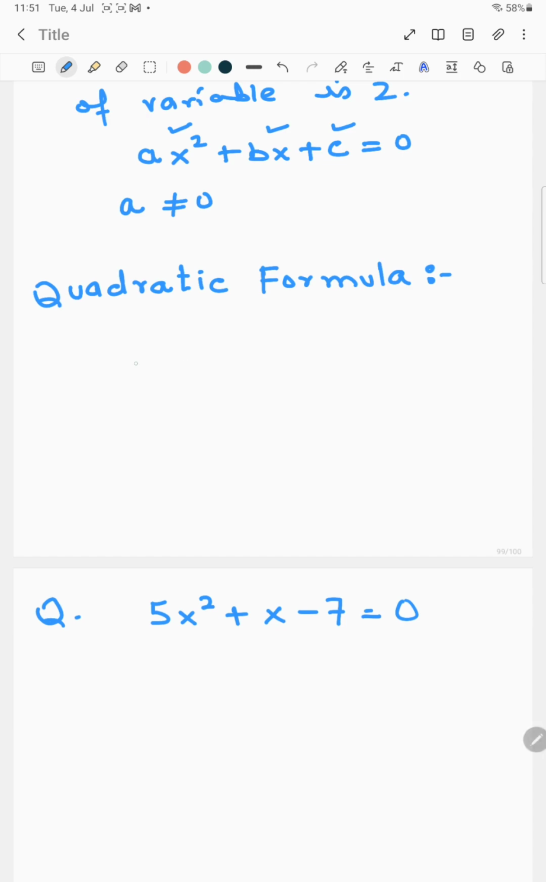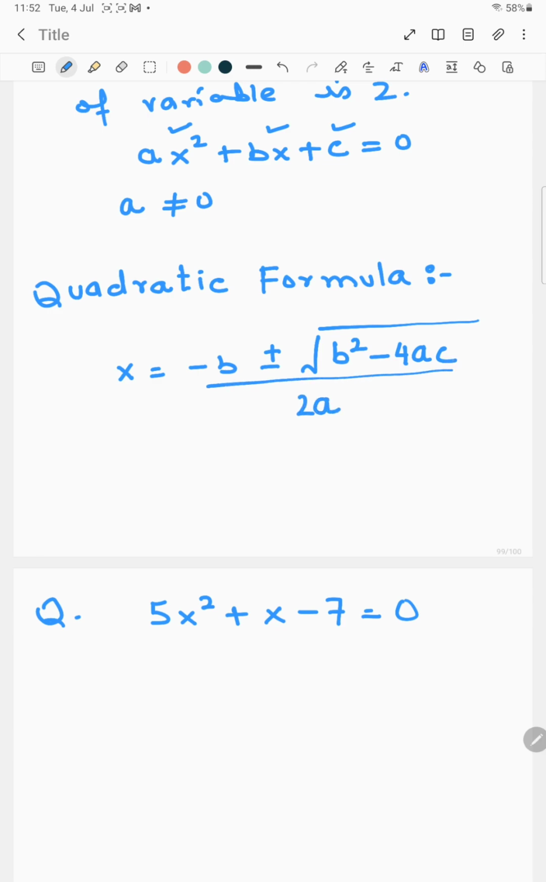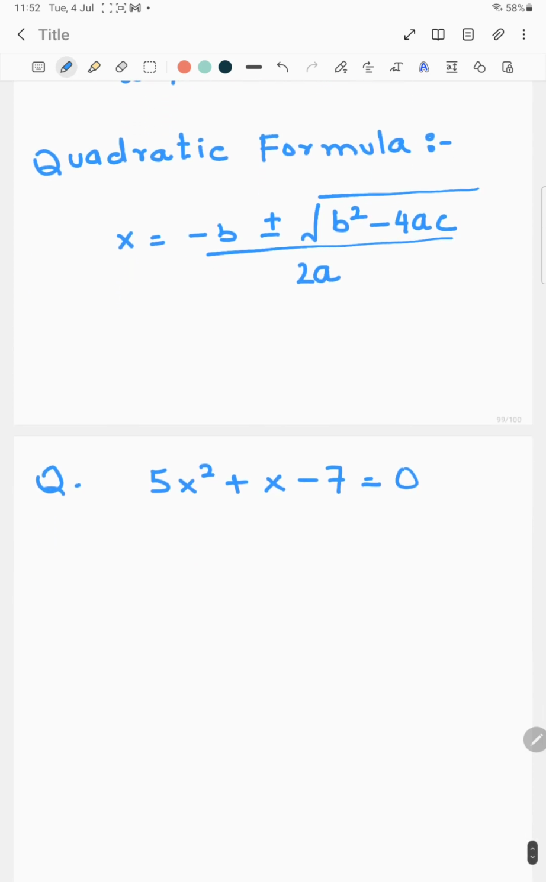So the quadratic formula is, if the equation is ax square plus bx plus c, x is equal to minus b plus minus square root b square minus 4ac divided by 2a. This is the quadratic formula. Now we will see with the help of an example how we can apply this quadratic formula for solving a quadratic equation.